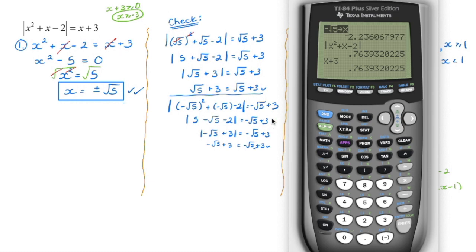And if this algebraic verification is looking a little daunting to you, remember that you can verify in your calculator. We would go negative the square root of 5 and then store it as the variable, hit enter, and then you're going to enter exactly what you see on the left side of the original equation, and then enter exactly what you see on the right side, and just check to make sure that those two values are the same.